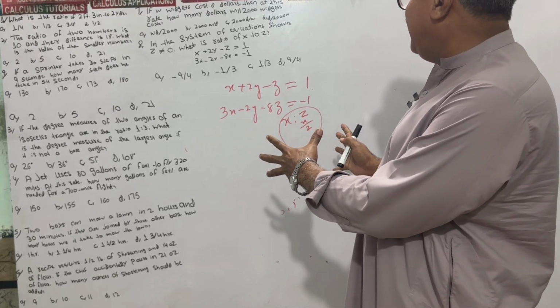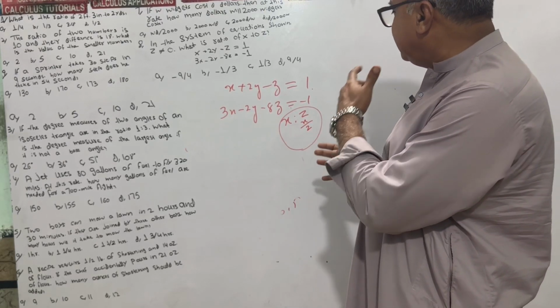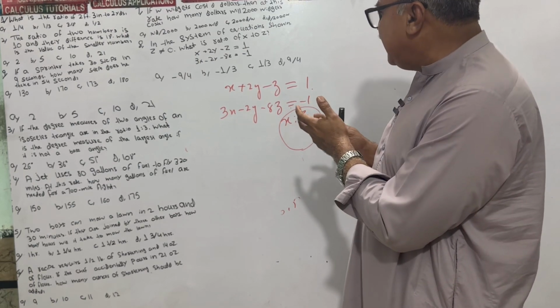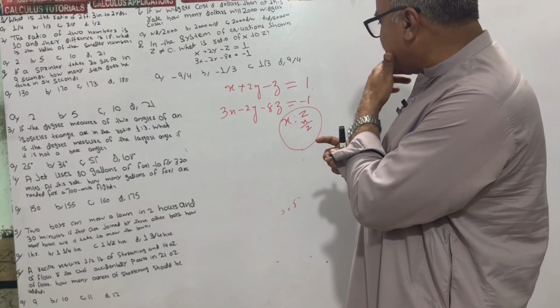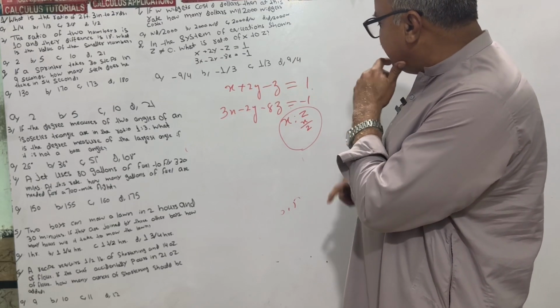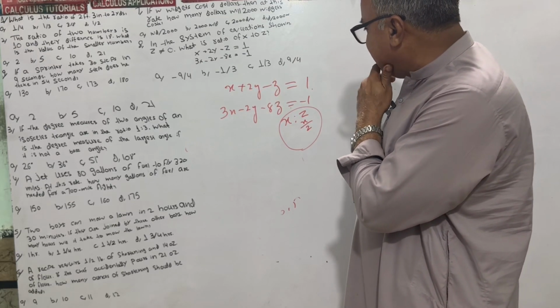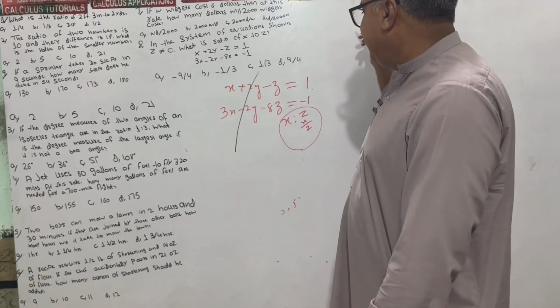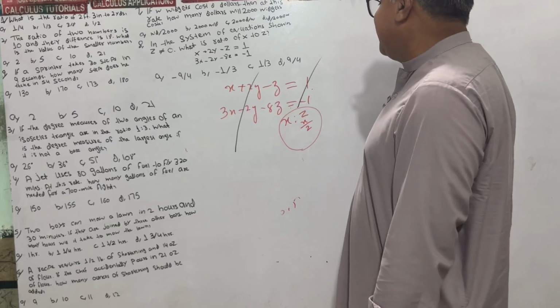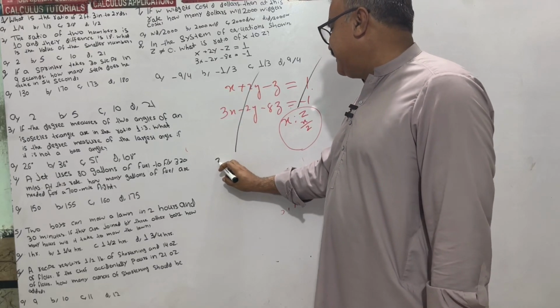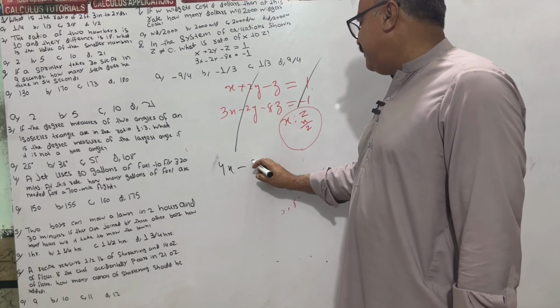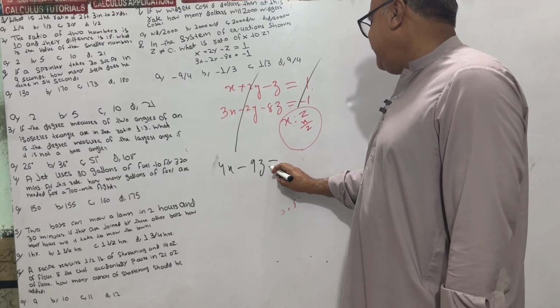We need only x and z. Either we have to solve for the values of x, y, and z? If that is the case, it's going to be a lengthy question. How to do this? Just simple. Add them up. 2y cancels, 1 minus 1 cancels. X plus 3x becomes 4x, minus z minus 8z is minus 9z, equal to 0.